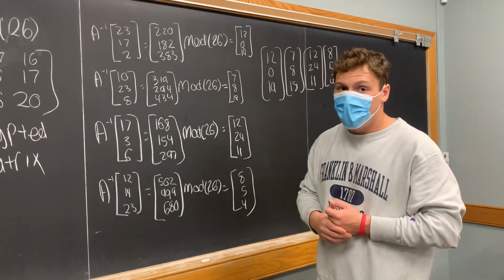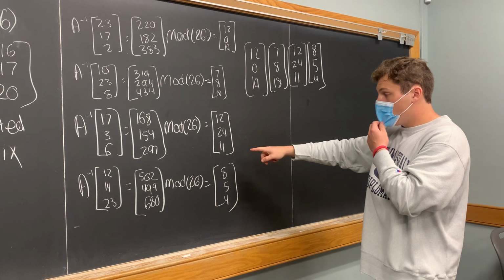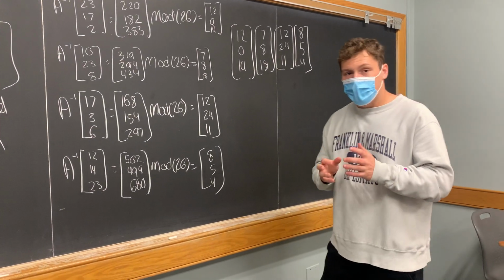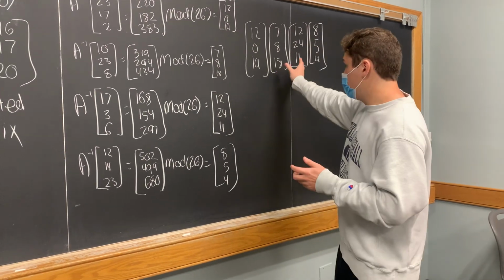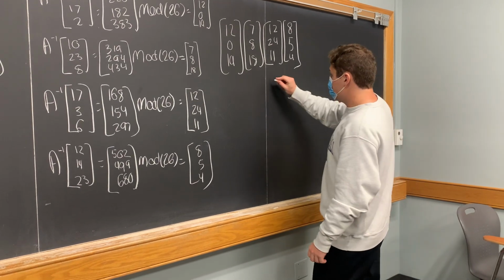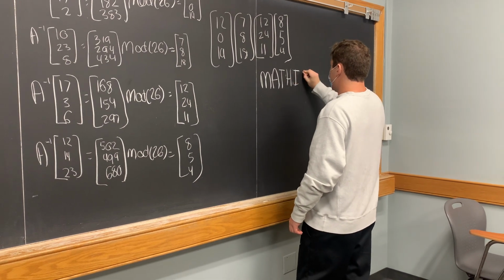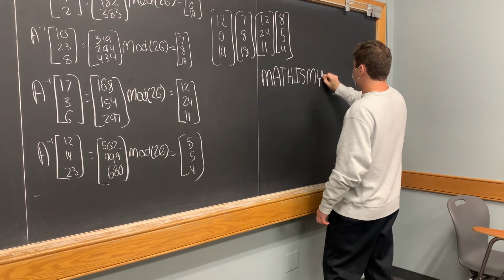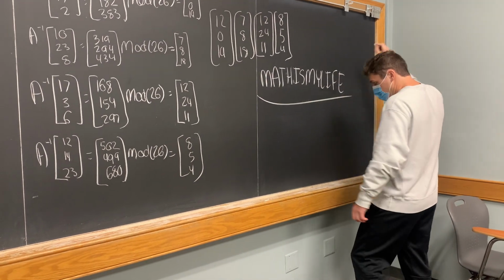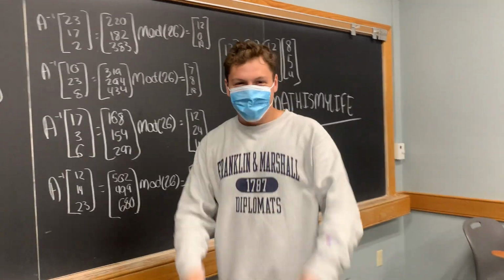I got my decrypted vectors, which are 12, 0, 19, 7, 8, 18, 12, 24, 11, and 8, 5, 4. This gives me my decoded message, right here. According to the Hill-Cipher alphabet, my decoded message is: math is my life. And that is the answer to the project, and a statement that I can also agree with. Thank you.